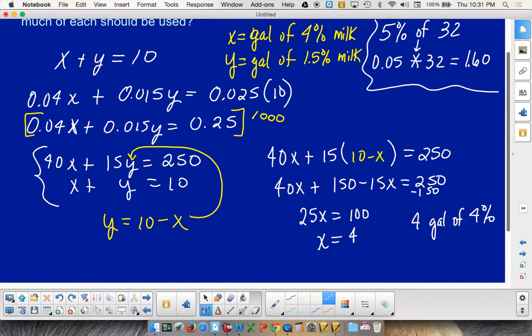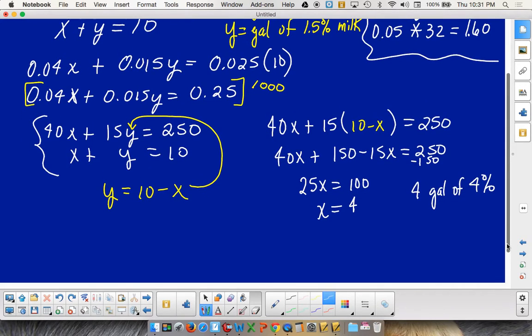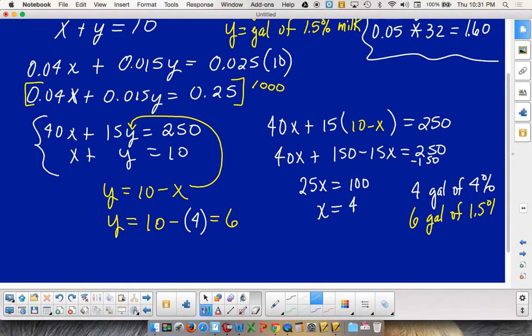there's one half of the answer, but I also need to know how many gallons of y I am using. Well, this one's such nice numbers, it doesn't require much, but technically I should come back over here to where y equals, sub 4 in for x and discover that yes, my answer is going to be 6 gallons. But I know I had to make 10 gallons, so that was really obvious. So I'm going to end up with 4 gallons of 4% and 6 gallons of the 1.5% milk. And there is your solution.